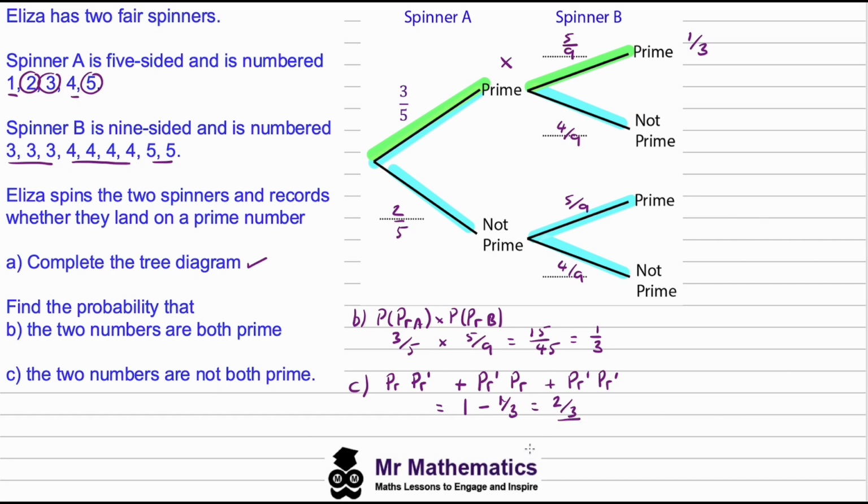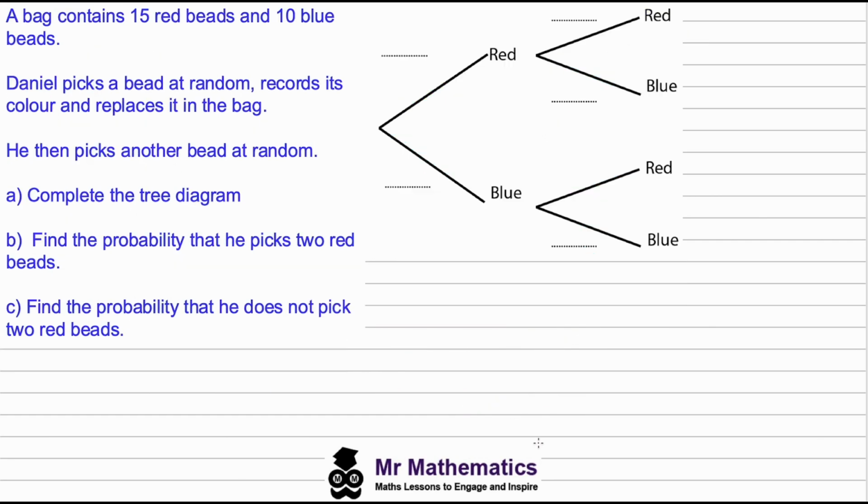Let's try another question. So in our second question, we're told that a bag contains 15 red beads and 10 blue beads. Daniel picks a bead at random, records its colour, and replaces it in the bag. He then picks another bead at random, and because he replaces the first bead back in the bag, the two events are independent. We've been asked to complete the tree diagram.